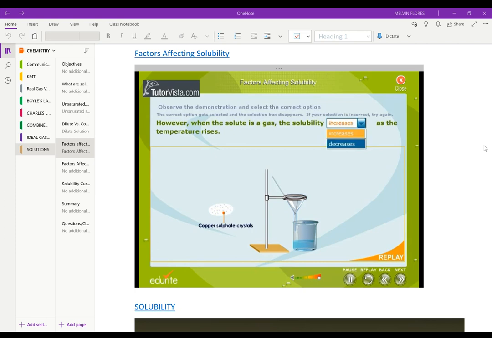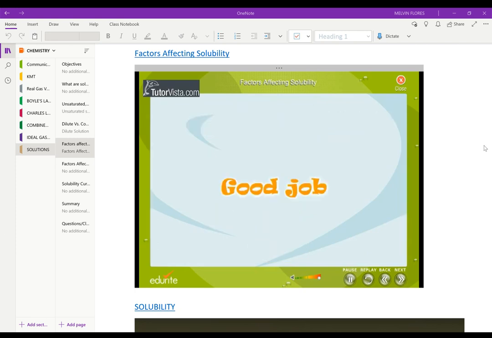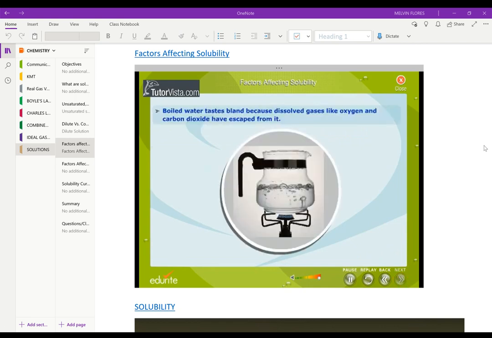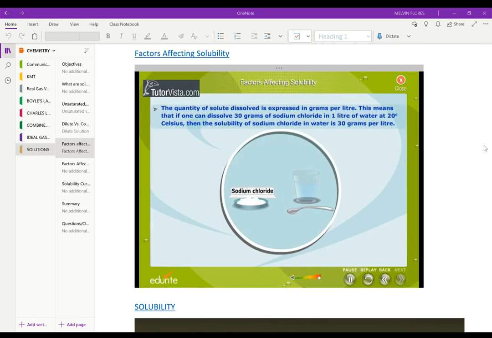So the solubility of a solid is the opposite of the solubility of a gas in terms of temperature. Boiled water tastes bland because dissolved gases like oxygen and carbon dioxide have escaped from it. The quantity of solute dissolved is expressed in grams per liter. This means that if one can dissolve 30 grams of sodium chloride in 1 liter of water at 20 degrees Celsius, then the solubility of sodium chloride in water is 30 grams per liter.